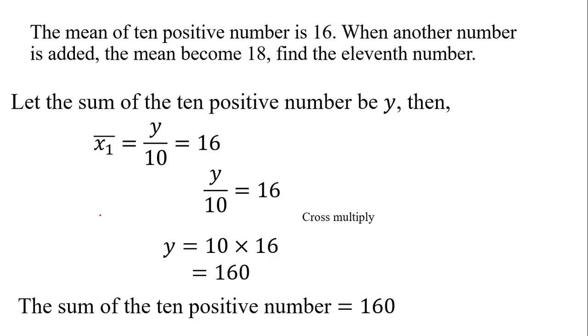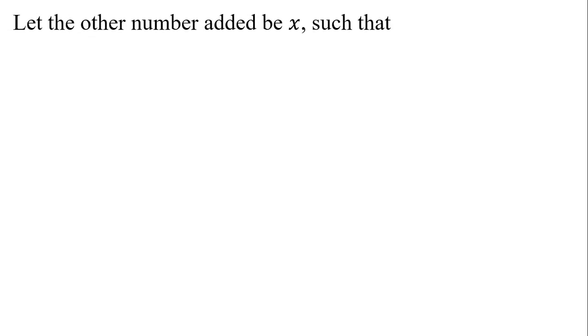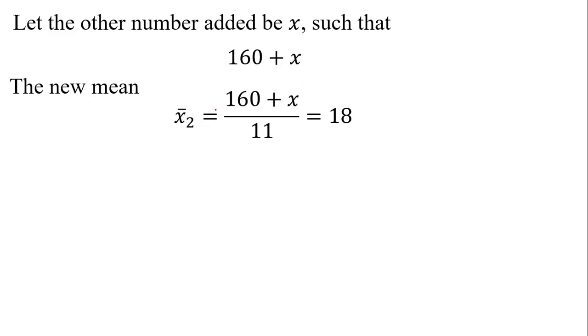If the 10 positive numbers sum to 160, and another number is added that makes the mean 18, let the other number that is added be x. Then 160 plus x is the sum of the new numbers. So the new mean, x bar, is 160 plus x divided by 11, which equals 18.